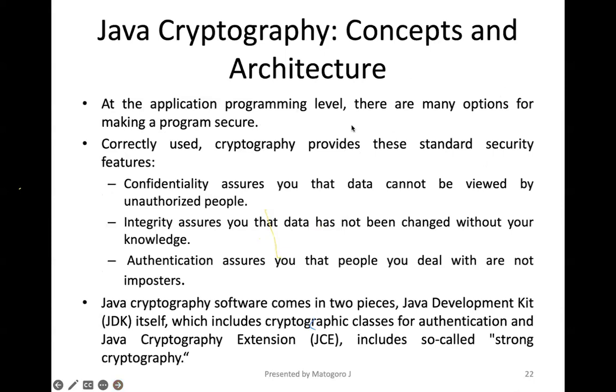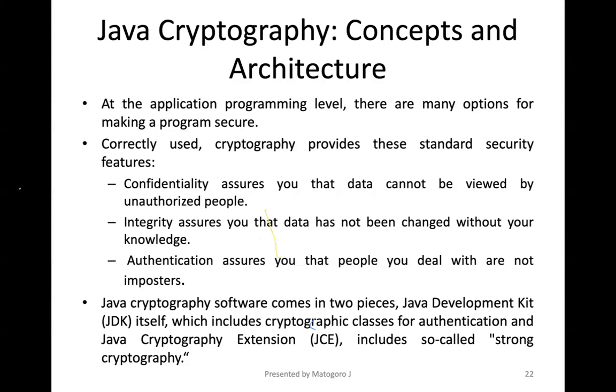So I think I should also cover something related to Java cryptography as a concept and its architecture. At the application programming level, there are many options for making a program secure. Correctly used, cryptography provides these standard security features. I know we are aware of this, the CIA pyramid: confidentiality, integrity, and sometimes we call it authentication or availability. These are some of the services which are always important when you are developing secure systems.